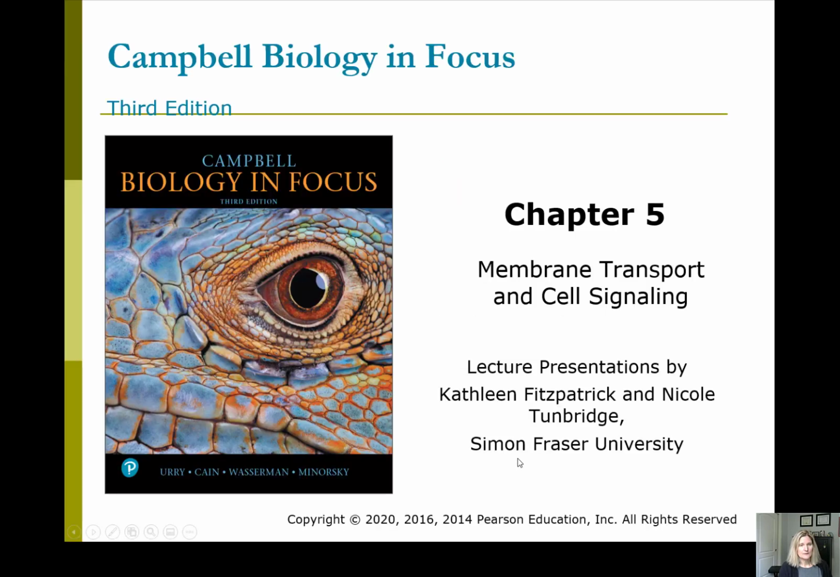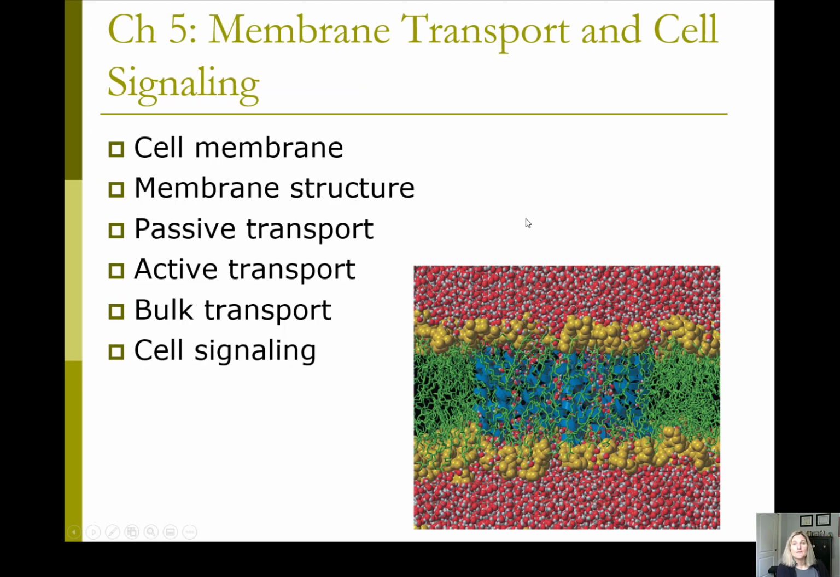So basically this chapter is divided into 5 segments. So we're going to talk about the structure of the cell membrane, and what the components of it are. And then we're going to get into passive transport and active transport, which is looking at the concentration gradients, and we'll get on to all that. And then we'll see how big items enter the cell and leave the cell through bulk transport, and then we'll talk about how cells can communicate with each other.